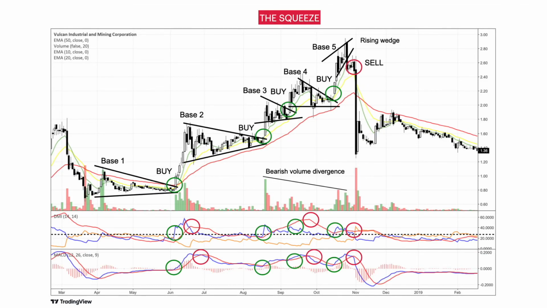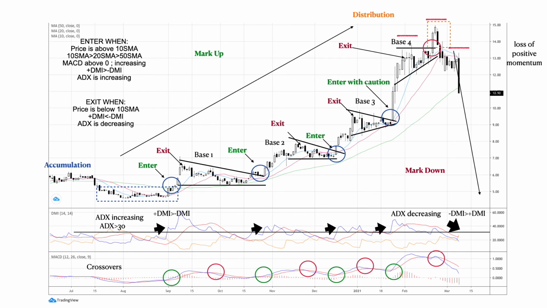Within each base, one of the important signals that tells us that price is about to break out is when the price range tightens and the moving averages contract. This tightening of price ranges and the contraction of moving averages are called squeezes. It indicates that the price is about to break out in one direction and the corresponding move is going to be a strong breakout. In this chart, we see bullish breakouts above bases.